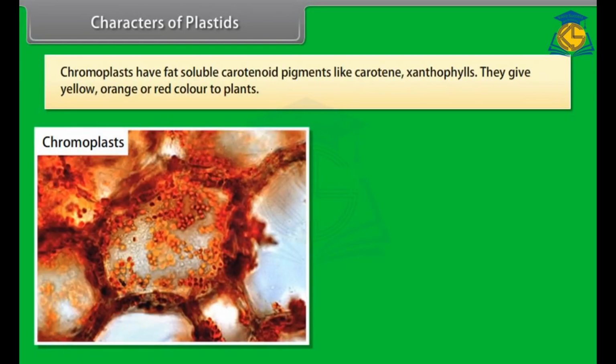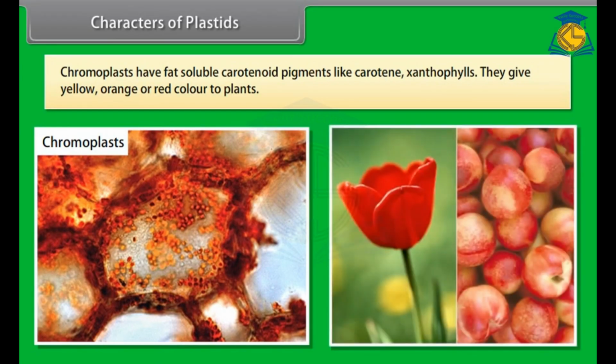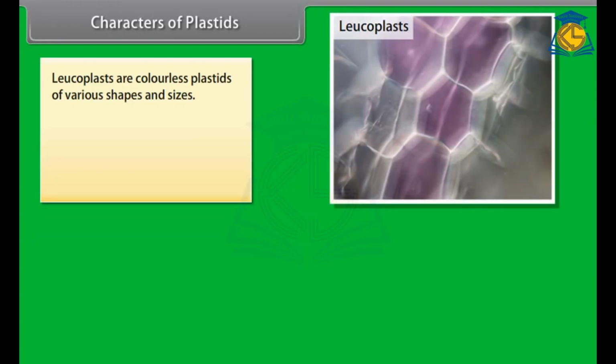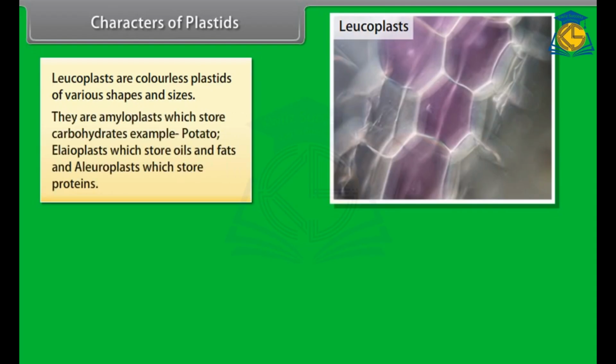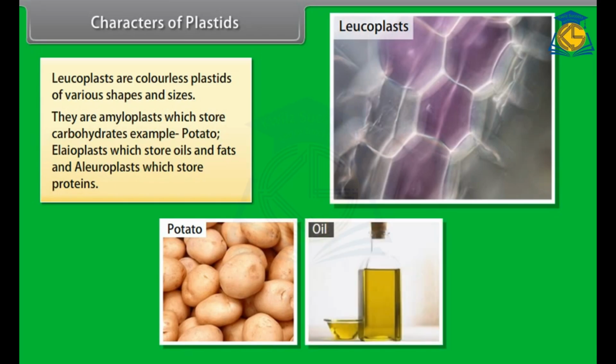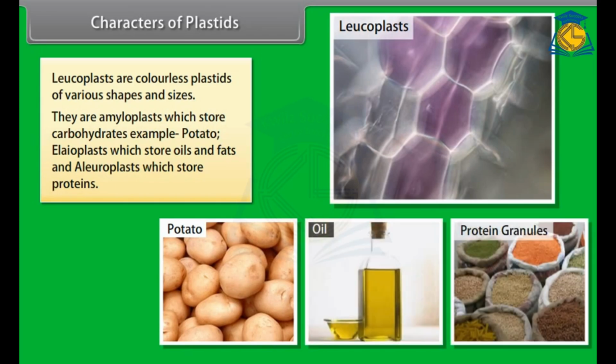Chromoplasts have fat-soluble carotenoid pigments like carotene and xanthophylls. They give yellow, orange, or red color to the plants. Leucoplasts are colorless plastids of various shapes and sizes. They are amyloplasts, which store carbohydrates, for example in potato; elaioplasts, which store oils and fats; and aleuroplasts, which store proteins.